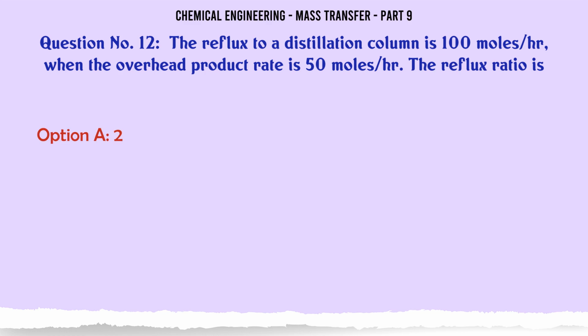The reflux to a distillation column is 100 moles per hour when the overhead product rate is 50 moles per hour. The reflux ratio is A. 2. B. 0.5. C. 50. D. 150. The correct answer is 2.